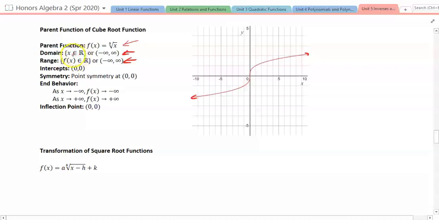And for those of you wondering what this little E symbol is, this is just mathematical terminology for x is contained in, and then of course this R is the real numbers. Again, that's just notation that you'll see from time to time, and I just want to introduce it here so you can see it. It has one intercept for x and y, and that is at the origin for the parent function. It does have point symmetry.